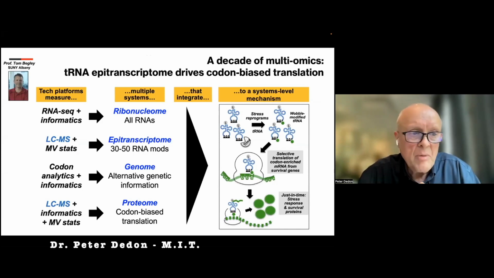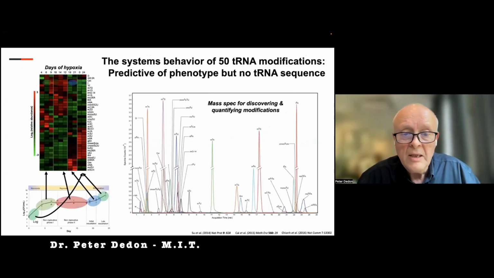So Tom Bagley and I have been working over the last decade to develop an omics toolbox, if you will, to analyze the tRNA epitranscriptome at multiple levels. And we've come to a model where reprogramming of the tRNAs and the modifications drives codon bias translation of response proteins. This is a model that's backed up by multi-omics that we've developed, mass spec, sequencing, all these different tools.